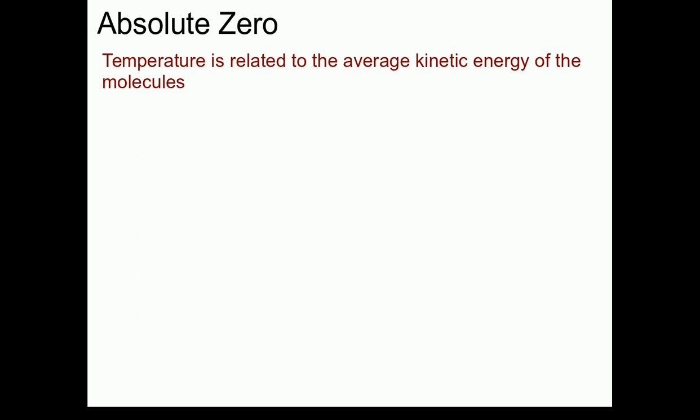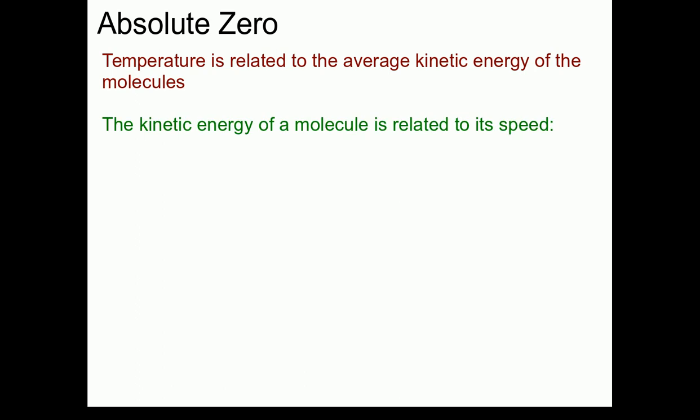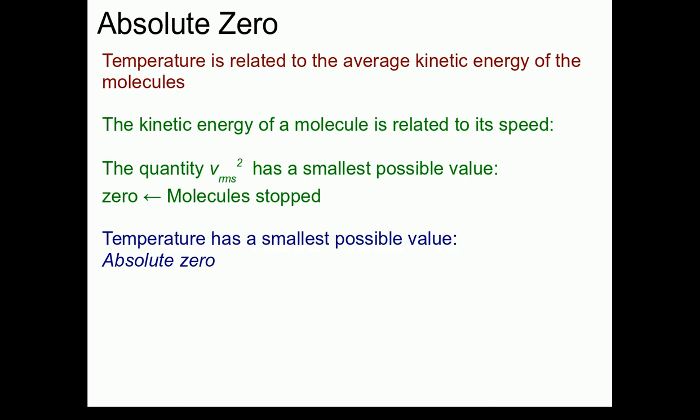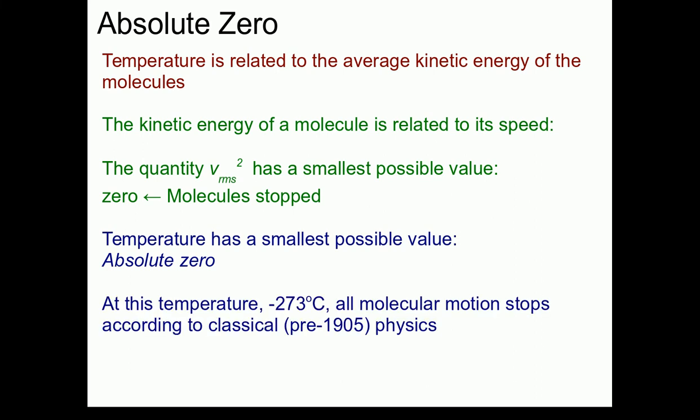This modern definition of temperature leads to a new idea, absolute zero. If temperature is related to the average kinetic energy of the molecules, and the kinetic energy of a molecule is related to its speed, well, speed has the smallest possible value, 0. The molecule is stopped. Therefore, temperature has a smallest possible value, absolute zero. At absolute zero, which is minus 273 degrees Celsius, all molecular motion stops according to classical physics. The molecules are just sitting there, not vibrating, not moving at all. According to classical physics, that's what goes on at negative 273 degrees Celsius.